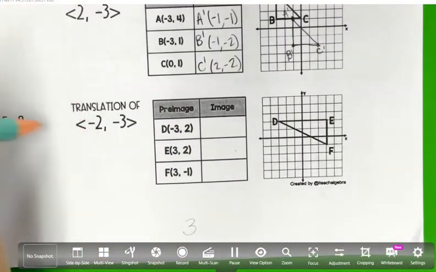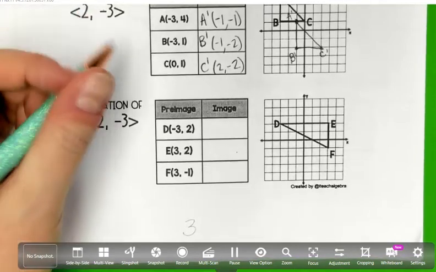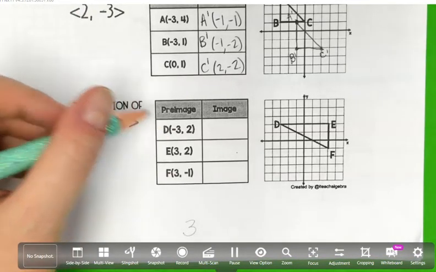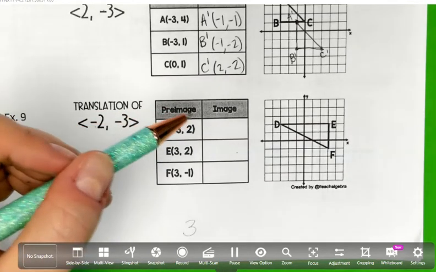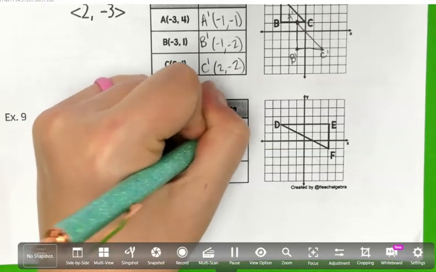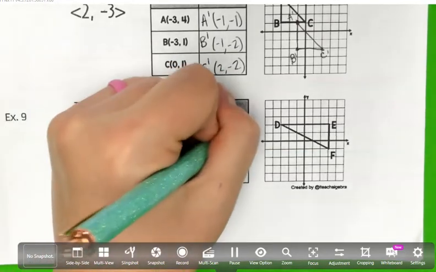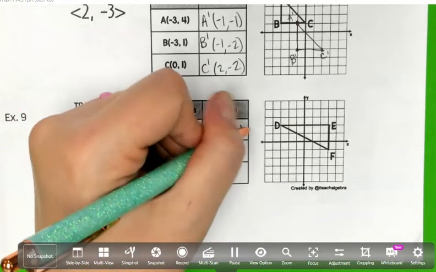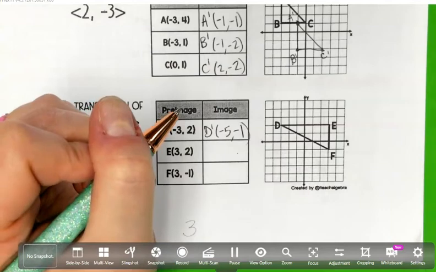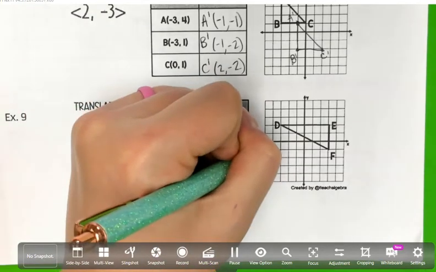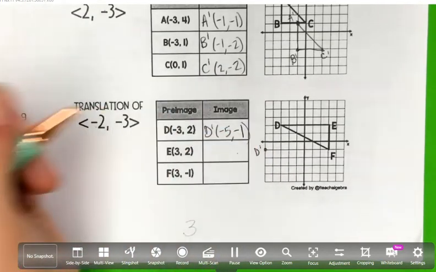Okay, we're going to move on to translation of -2, -3. So, I mean, if you understand it by now, you don't have to watch this example, but if you need one more, here it is. D, we're going to take the x value and we're going to subtract 2 from that. So -3 plus a -2 would be -5. And then this becomes a -1, 2 minus 3. So -5, -1, there we go. That's our D prime.